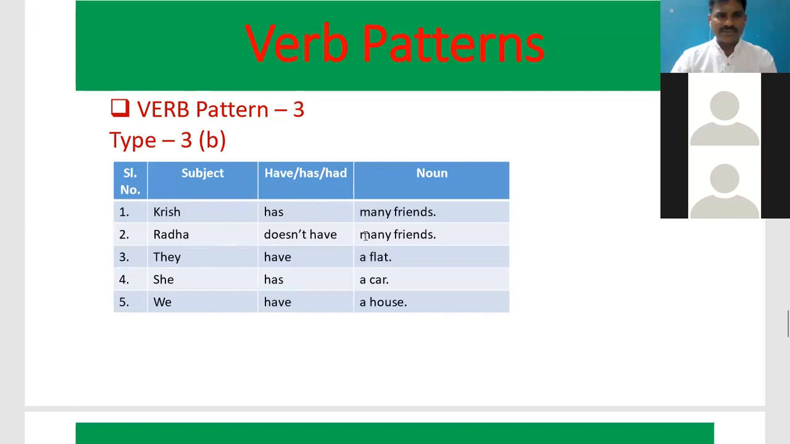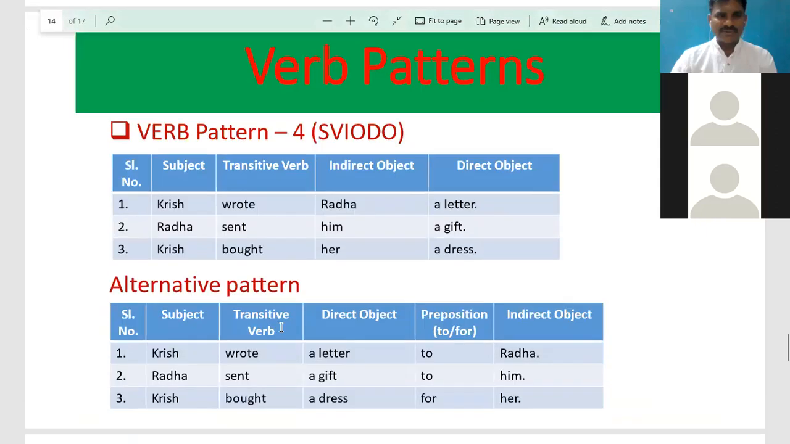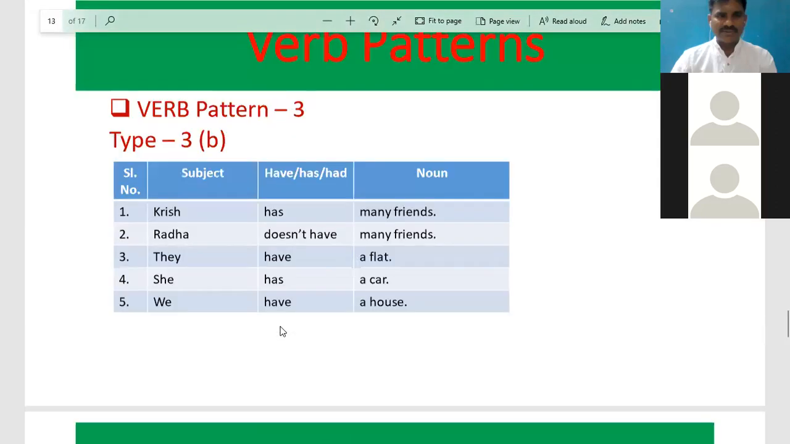Radha doesn't have many friends. Observe, this is a negative sentence. Krish has many friends. Radha doesn't have many friends like Krish. They have a flat. He has a car. We have a house.